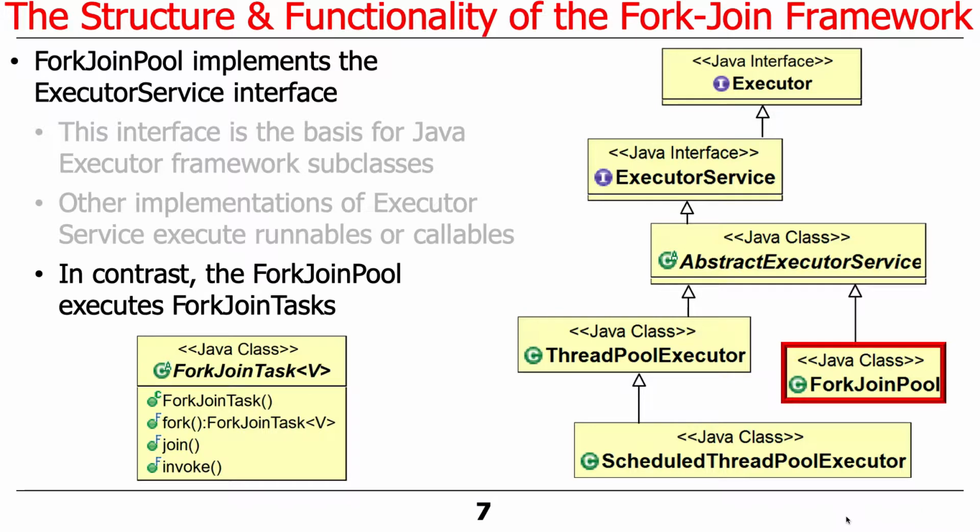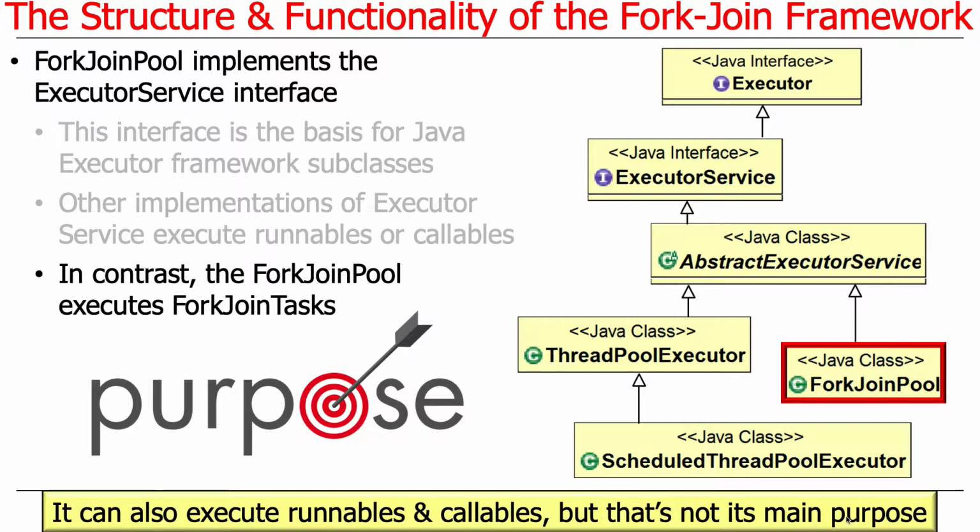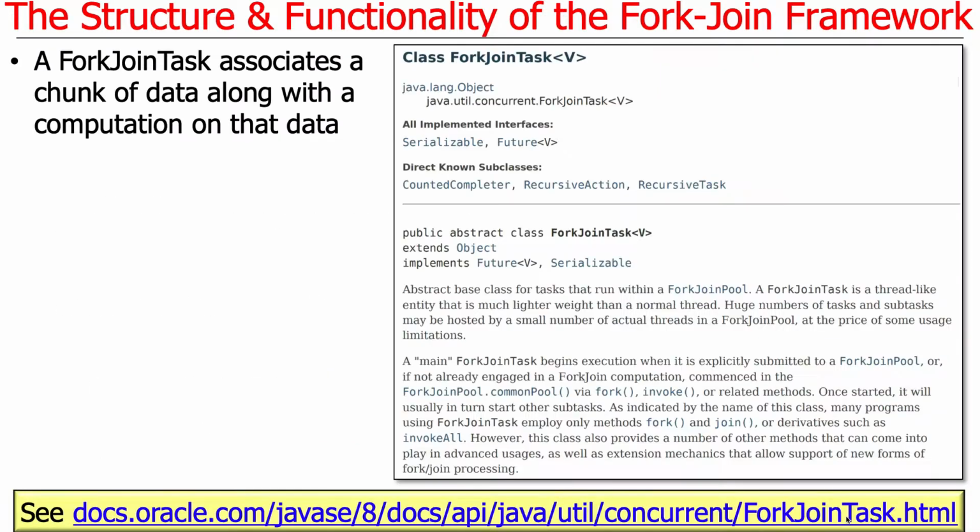Instead, we're going to focus on what the fork join pool does. And what the fork join pool does is it executes so-called fork join tasks. And fork join tasks, as you'll see, have the ability to be forked and joined. And so that's really the workhorse of this whole thing. It's also possible for the fork join pool to execute runnables and callables, just like other implementations of the executor service interface. However, that's not its main purpose. If you use the fork join pool to execute callables and runnables, you're really missing the point of what it's able to do, because it's able to do a lot more than that.